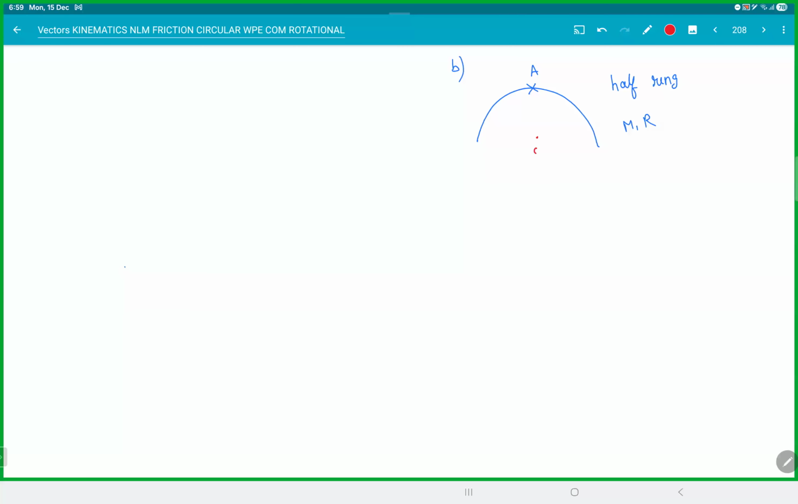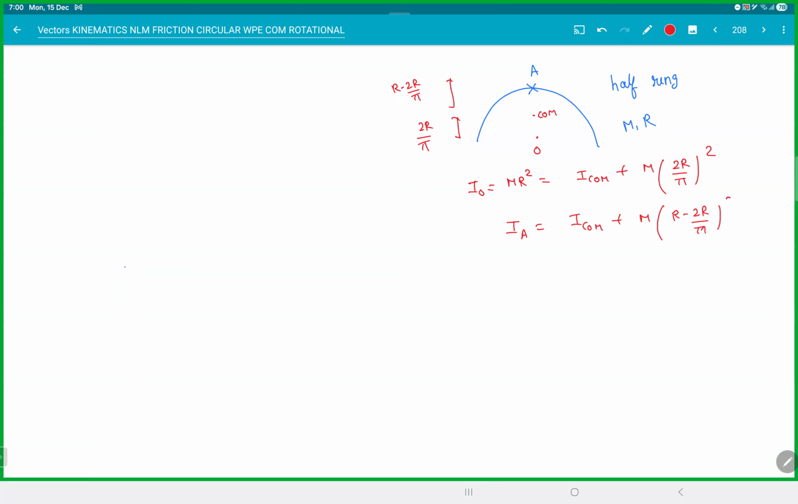So if we call this O and this is your center of mass, IO is mr square, agreed, but you can't use the parallel axis theorem from IO. So this is I center of mass plus m into, what is the distance from the center of mass to here? 2r by pi. This distance will be r minus 2r by pi. So IA will be ICOM plus m into r minus 2r by pi whole square. Subtract them. From here you'll get IA.